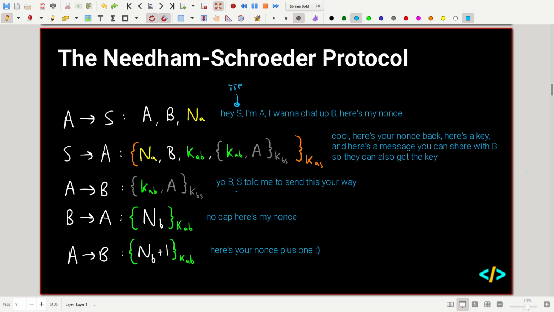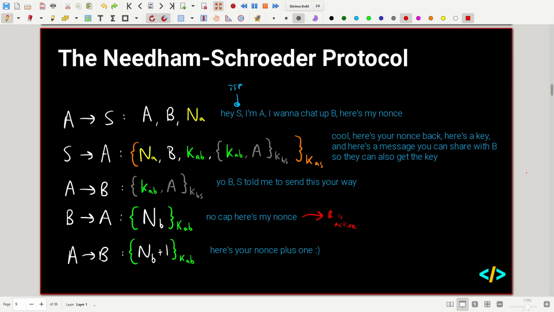A then says, yo B, S told me to send this your way, and it's just that key again encrypted with A's identity, with this key that only B and S have access to. B then says, okay, cool, I've got the key, here's my nonce. So B generates this number, and then A responds with the nonce +1. Now, as Victor mentioned correctly, this is proving that B is active, because B is using a key that they've literally just been sent, so they must be doing stuff, right?